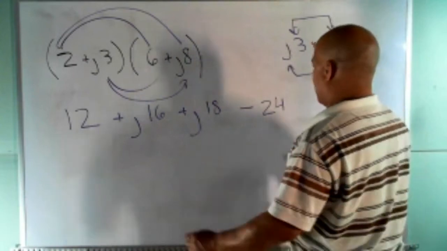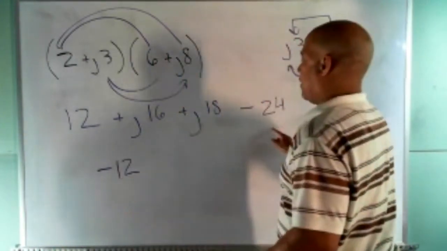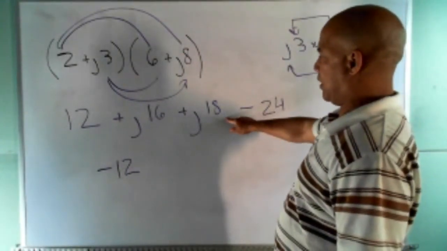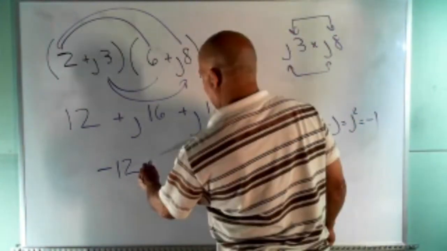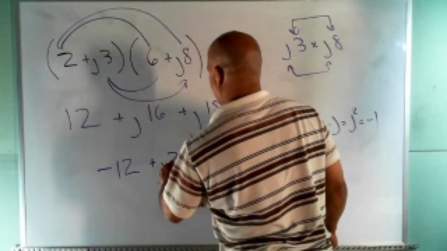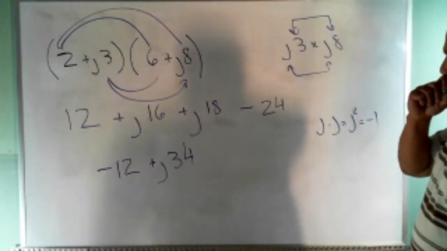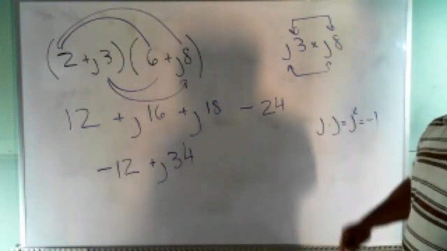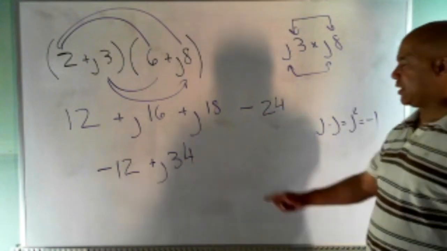So what do I have here? If I add this, I get a minus 12. And 16 and 18 is what? 34. I think it's plus J34. Did I do my arithmetic right? Is that what you got or not? I think that's right. Is that what you guys got?